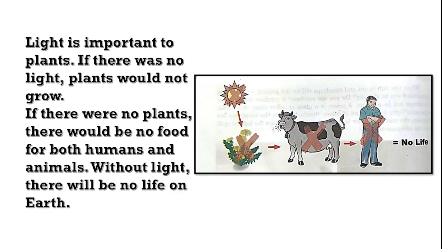Light is important to plants. If there was no light, plants would not grow. If there were no plants, there would be no food for both humans and animals. Without light, there will be no life on earth. Light is needed by all living things to grow and survive.